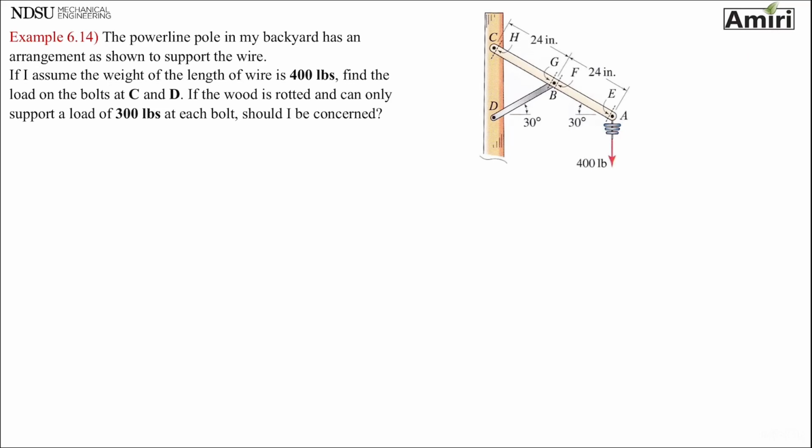So the power pole in my backyard has an arrangement as shown to support the wire. The weight of the wire is 400 pounds right there. Find the loads on the bolts C and D. If a wood is rotten and can only support a load of 300 pounds at each bolt, should I be concerned? Okay, so let's see.